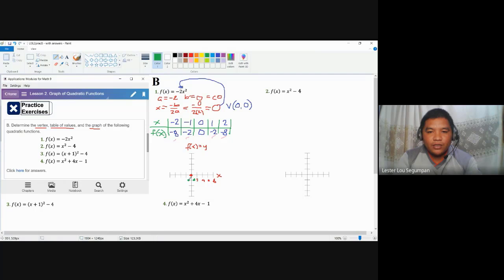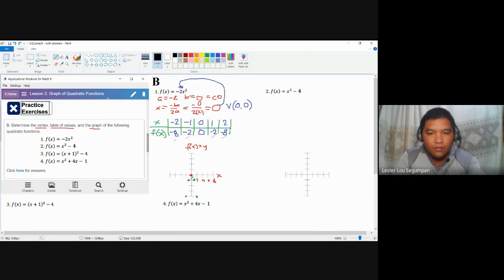Why am I using a scale of 2? Because I need to see 8. I don't have any 8 here. So for positive 2, we have 8 here. And for negative 2, I also have 8 here. Sorry for that. It should be closer here. And then I'm going to connect all the points here.